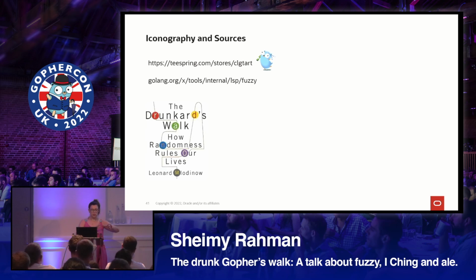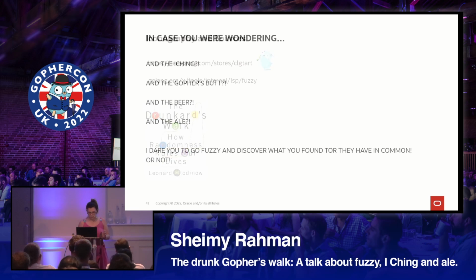It's one of the subjects of this book, like being drunk: what if I drink something and start asking questions about the things in front of me or during my walk? So what seems nonsense at first, after the fuzzy machine starts to have some links between those things. So in case you are wondering about the I Ching you saw in the subtitle, and the Gopher's butt, and the beer, and the ale.